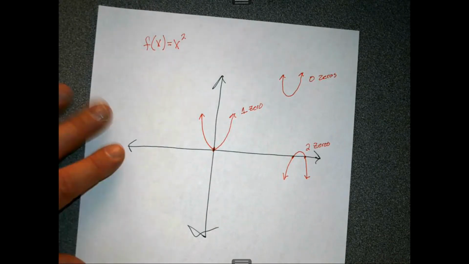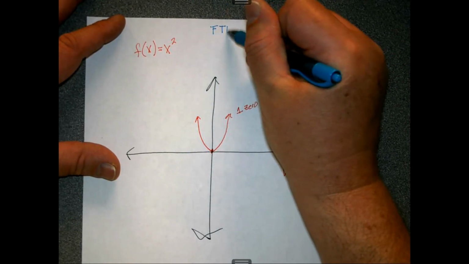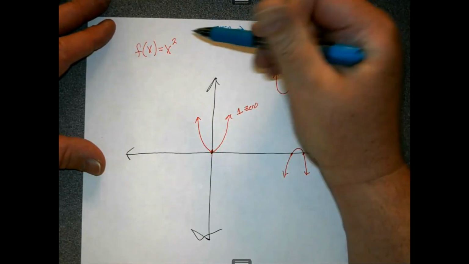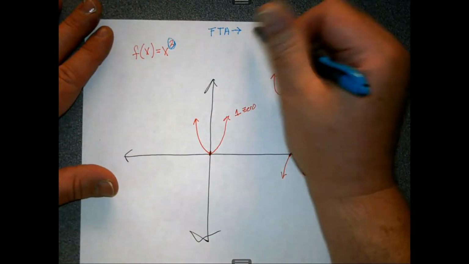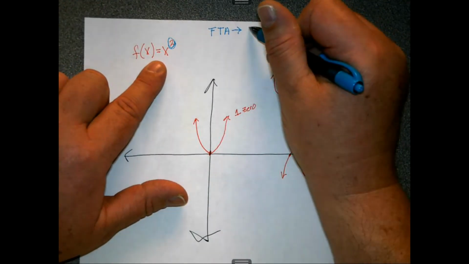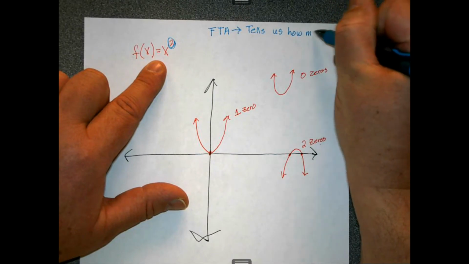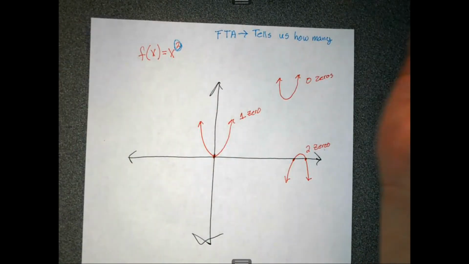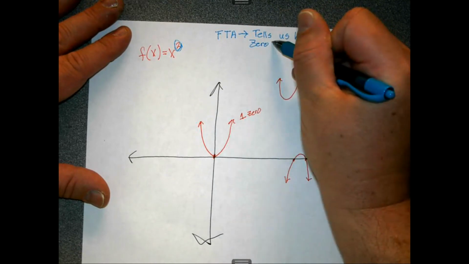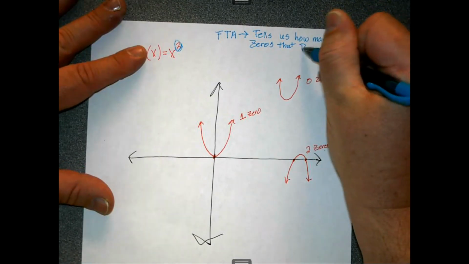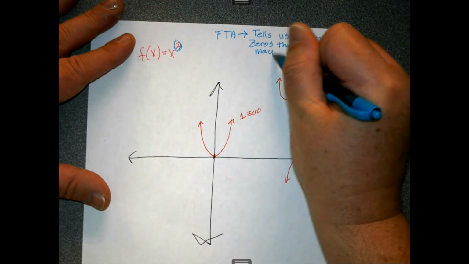So one of the things, I shouldn't say it's the only thing, but a big part of what the fundamental theorem of algebra says is look at the degree of your polynomial, and that tells us how many zeros, roots, solutions, whatever you want to call them, x-intercepts, that polynomial may contain, may have, right?